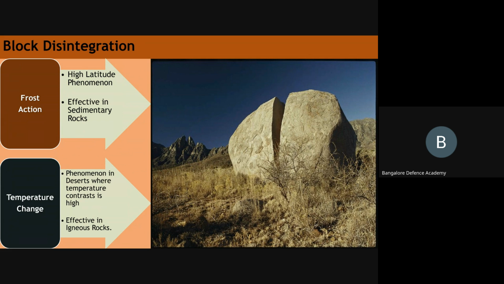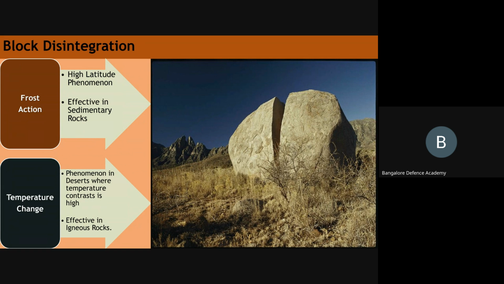For example, temperature change happens in regions where there is a high temperature contrast. That means the morning temperature is very high, 41, 42, 45, 50, and the night temperature is 4 degrees. Where will this be? In desert regions. If you have an igneous rock there, what will happen? At the morning temperature, the rock will expand. If you see railway tracks, they keep a gap. What is the reason for it? Because when the temperature is higher, the track will expand. Otherwise, if they don't keep the gap, the track will bend and the train will fall. There are many accidents because of the non-installation of the gap.